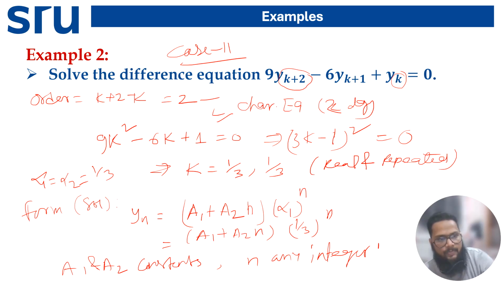So what is case 2? If the roots of the characteristic equation are real and repeated, then this is the case. It is a 2-degree characteristic equation because the order of the given problem is 2. If the order of the given problem is 3, then the characteristic equation will be degree 3. Then if the root is repeated 3 times, the solution will be a1 plus a2 n plus a3 n square, one term will be added. Please remember this. Okay.